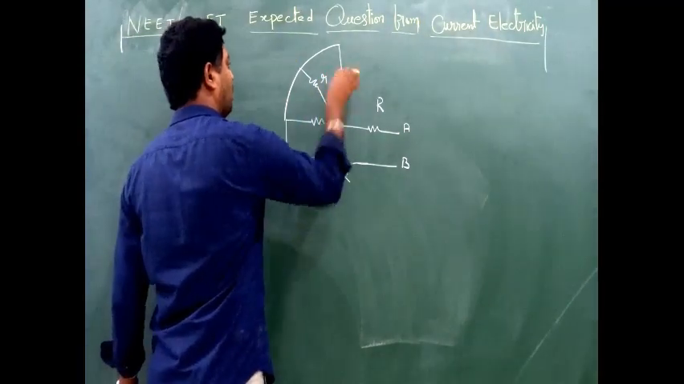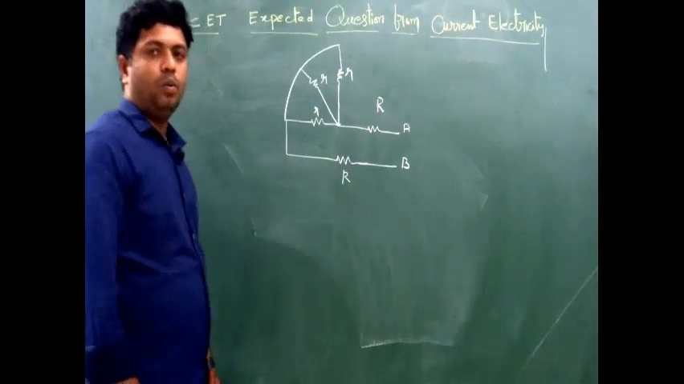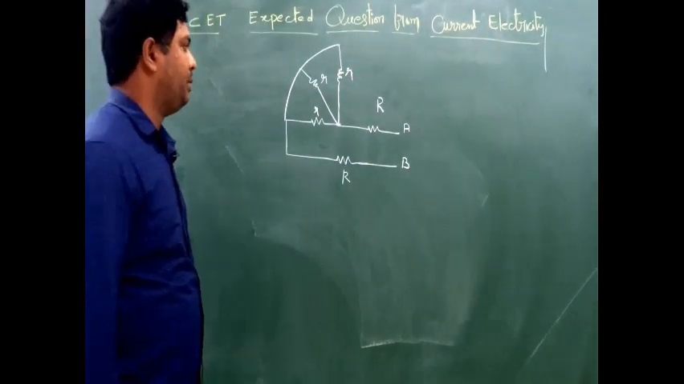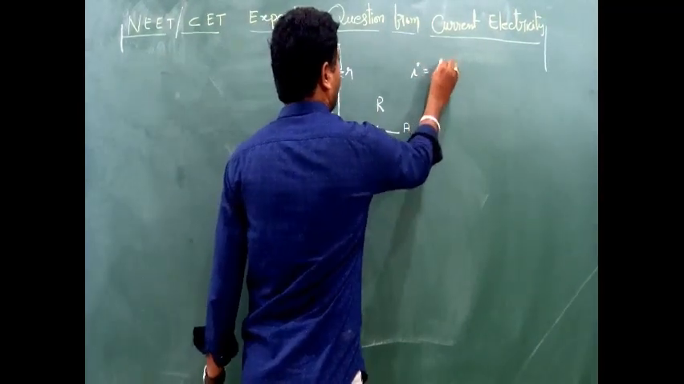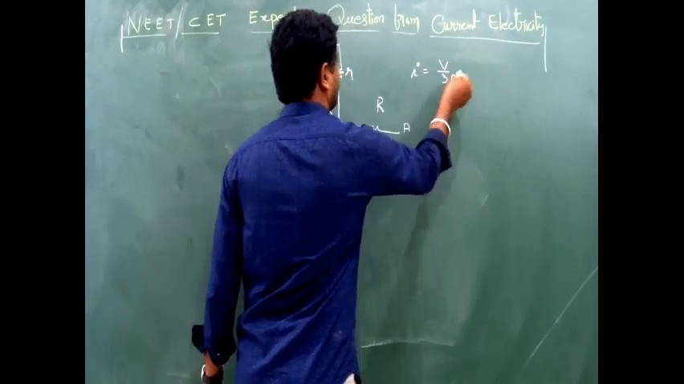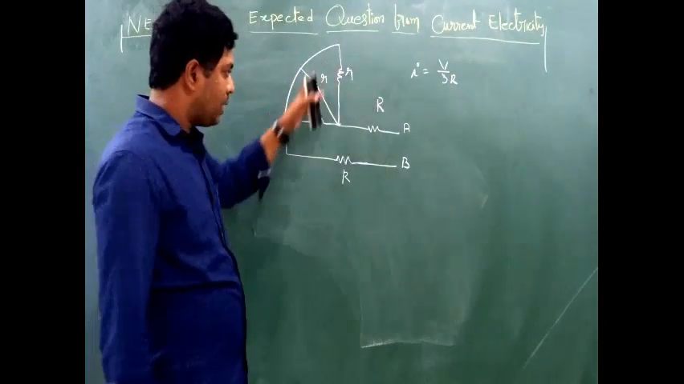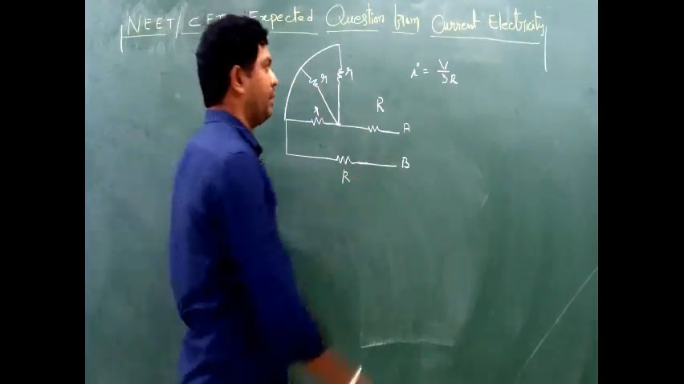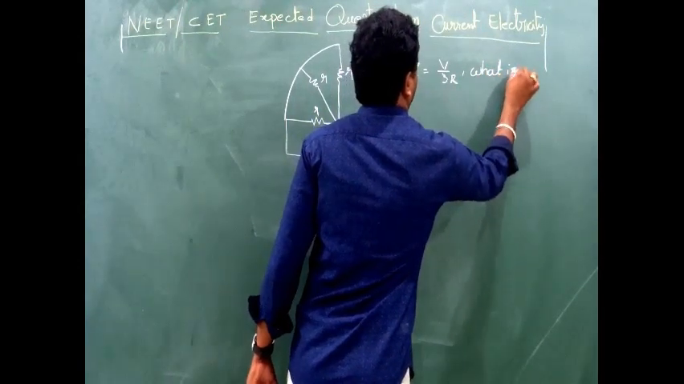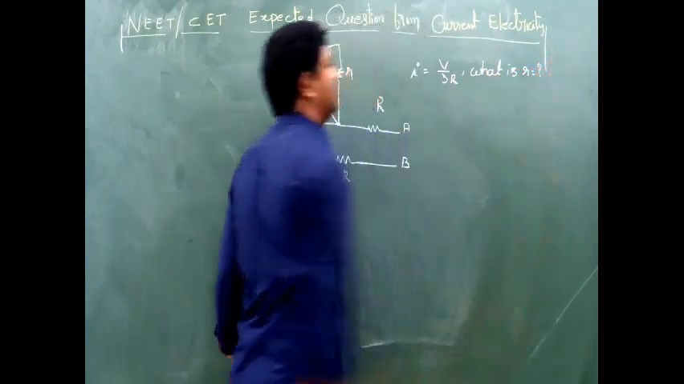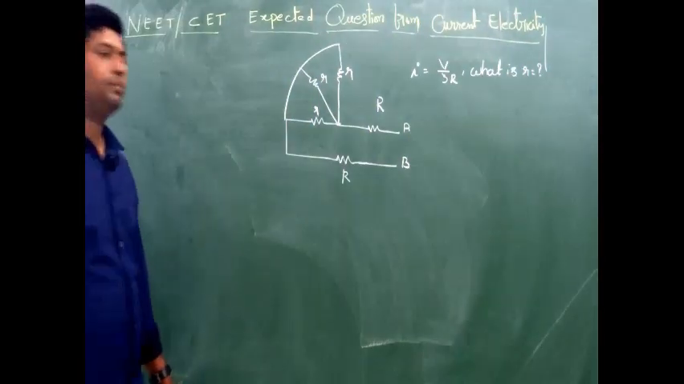I am going to say R, R and R. If the current passing through this circuit is I equal to V by 3R, what is the smaller value? What is the smaller value?